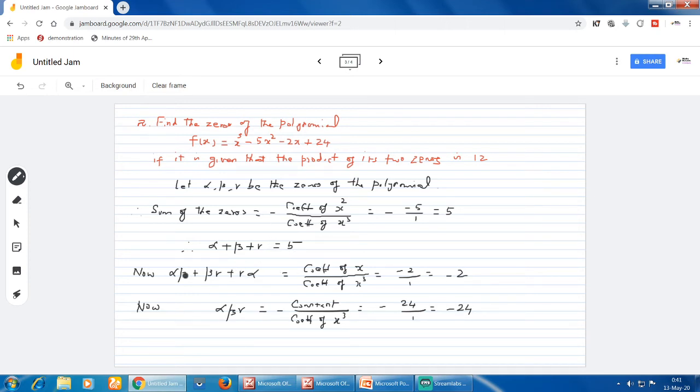Now you know alpha beta plus beta gamma plus gamma alpha is given by the formula coefficient of s by coefficient of s cube. This is the product taken two zeros at a time, and the sum. The coefficient of x is given as minus 2, and the coefficient of s cube is 1 from the question, so that will be equal to minus 2. So you are getting alpha beta plus beta gamma plus gamma alpha is minus 2.